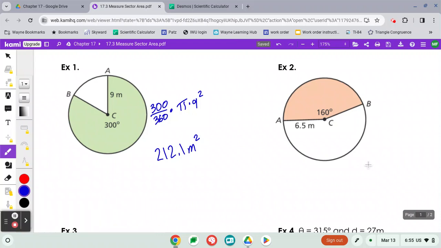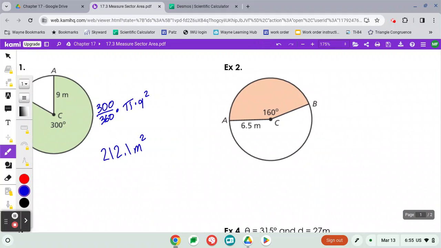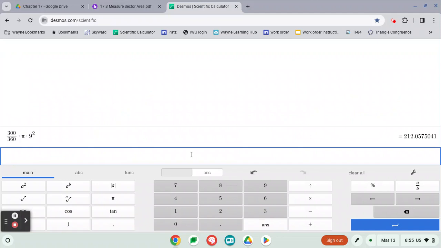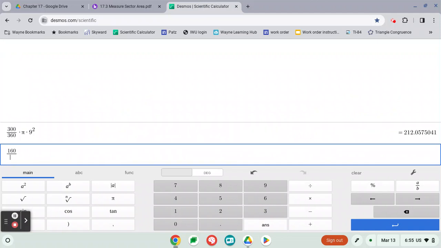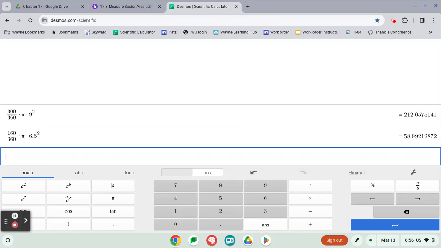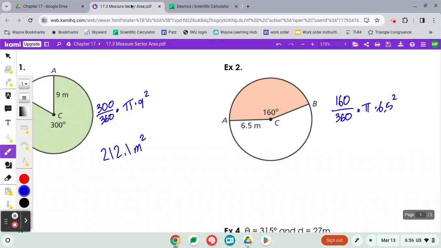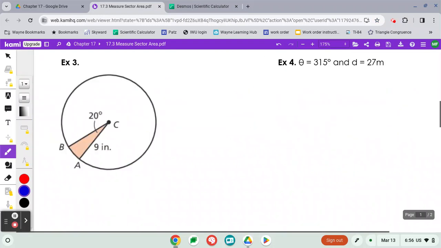On our second one, same approach again. This time we're using 160, so 160 over 360 times pi times 6.5 squared. The fact that it's a decimal doesn't change it. It's still just 6.5 times 6.5. So 160 divided by 360 times pi times 6.5 raised to the second. And we get 58.99. So when we round to the nearest tenth, it becomes 59.0. Once again, meters squared. And make sure you square your area.